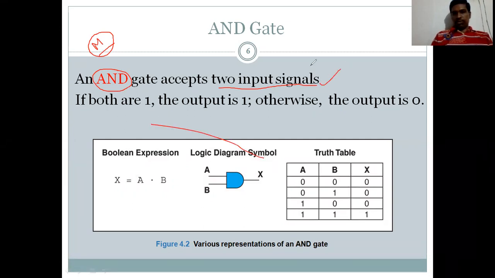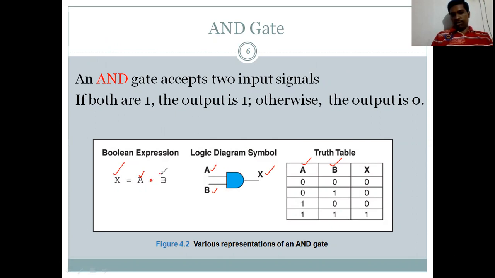So I am having two inputs here, A comma B. This is the symbol of the AND gate. We have two inputs: one input is A, one input is B, and my output is X. Then what is the output expression for the AND gate? The output expression X is equal to the first input A dot, that is, A into B.